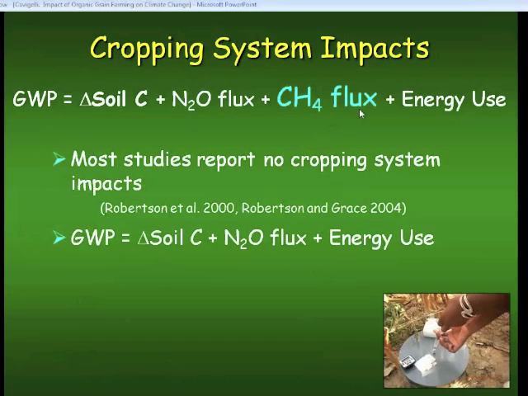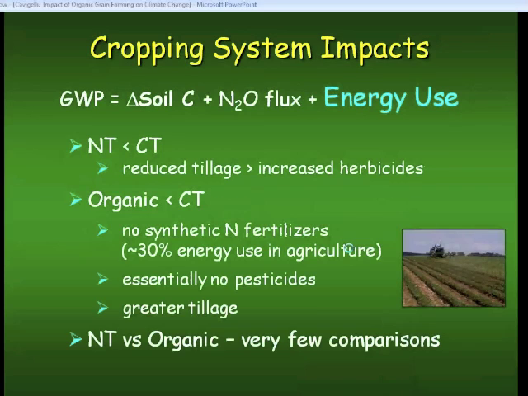In terms of methane flux, I mentioned a little bit earlier that a lot of the methane is due to ruminants, and it turns out that there's not much of an impact of cropping systems on methane fluxes from soil. So what that means is we can simplify this equation when we're looking just at cropping systems. We can call GWP, global warming potential, the change in soil carbon, plus N2O flux, plus energy use. So we need to plug in 3 different pieces of information to calculate global warming potential of cropping systems.